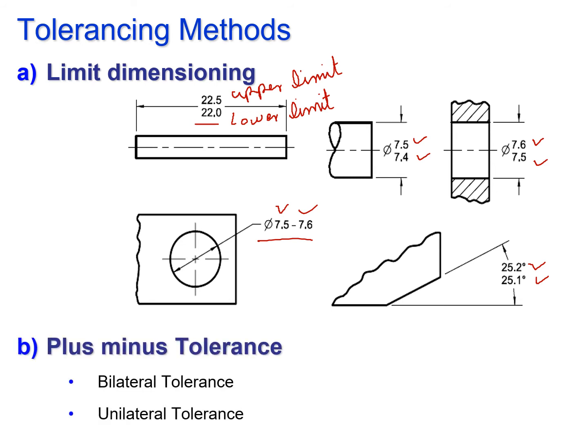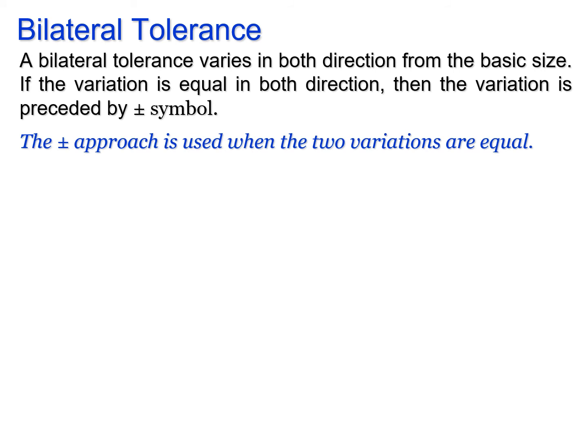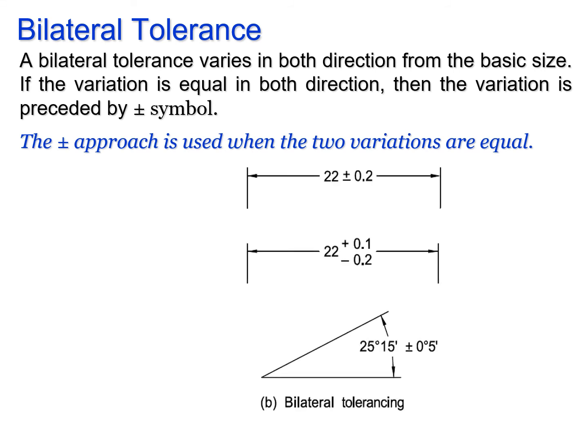Then the plus minus tolerances, in which the tolerances are given as plus minus some value or plus minus two different values. So there are two types, bilateral and unilateral tolerances. So let's look at them. Bilateral tolerance, in which there are two different plus minus symbols, and the plus minus approach is used when the two variations are equal. For example, let's say these are bilateral tolerances, in which the tolerances are in both directions, both in the upward direction and in the negative direction.